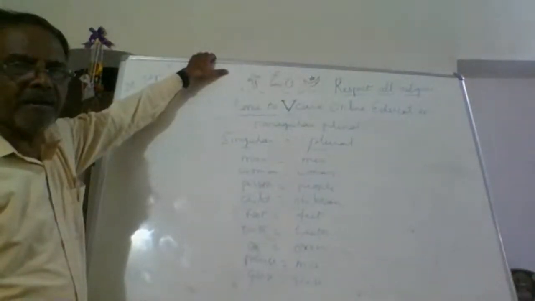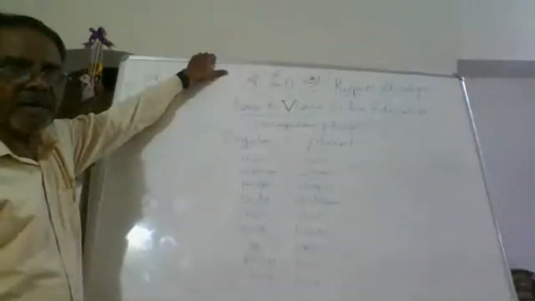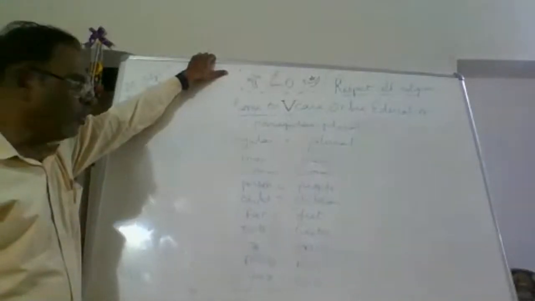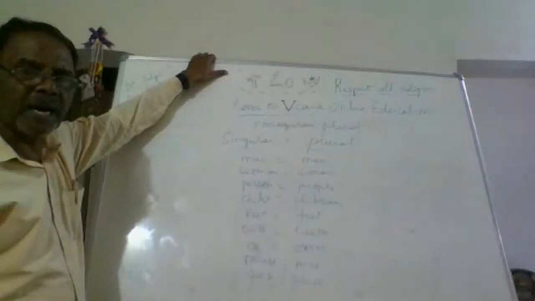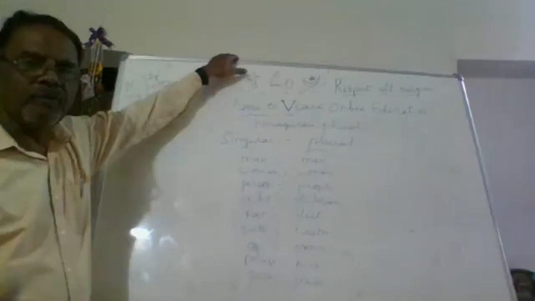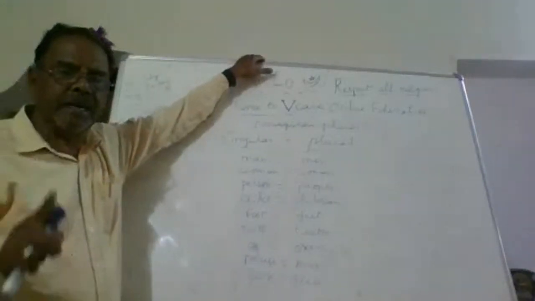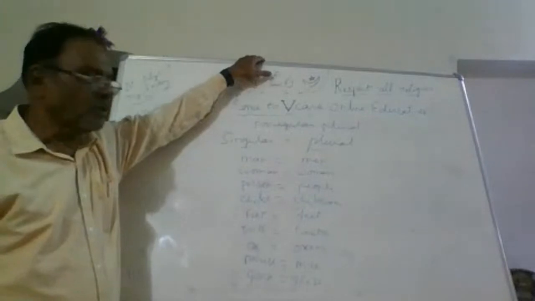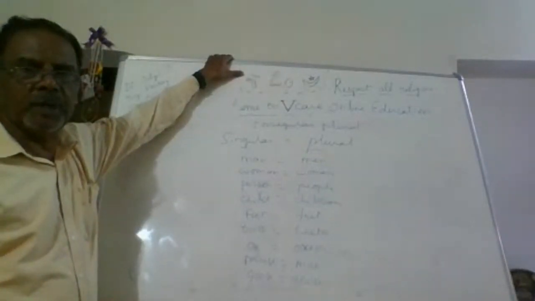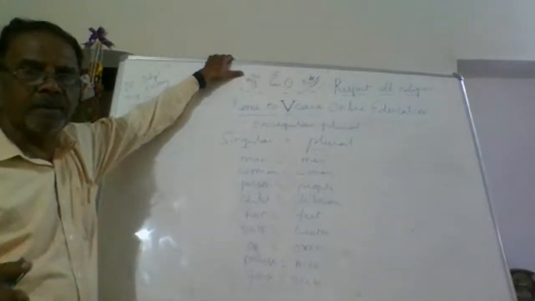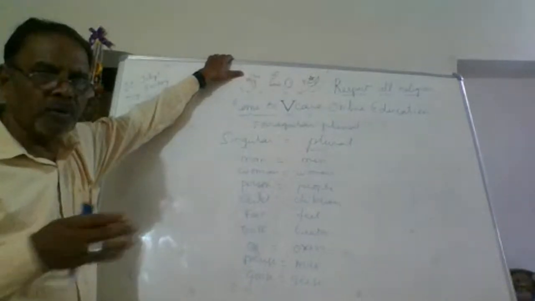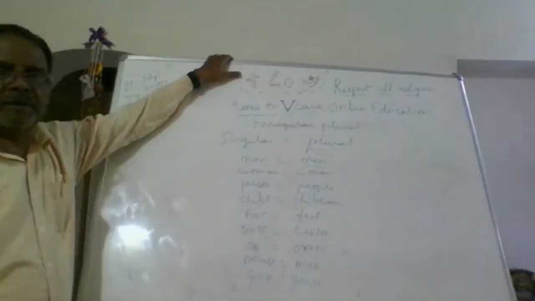We don't use s after man. We don't use s after woman, person, or child. So these are called irregular plurals because we don't make use of s, es, ies, or ves. You know that singular means one, plural means more than one. Do you understand? Now, that is irregular plurals.